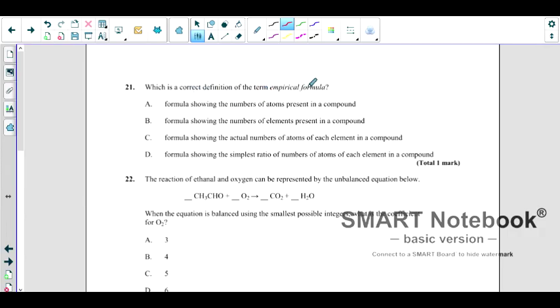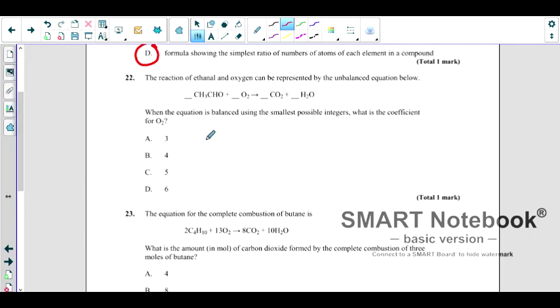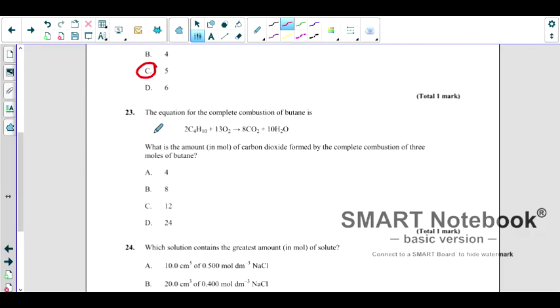Okay. What is the definition of the empirical formula? It shows the simplest whole number ratio. Now this is again an equation balancing question. We have done a lot of practice. When you solve it, you will see the answer is C in this case. I have given you 2 methods before for equation balancing. If you have any issues, try to revise them.